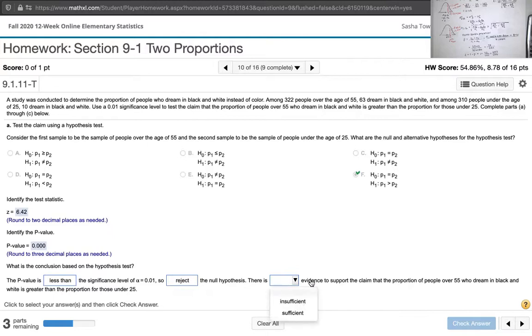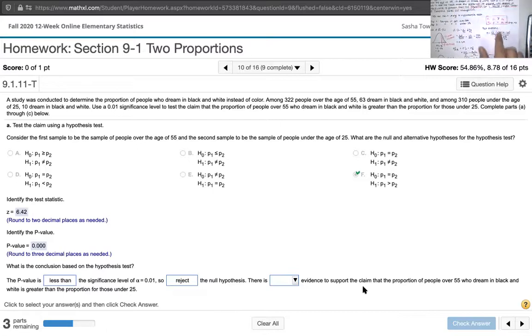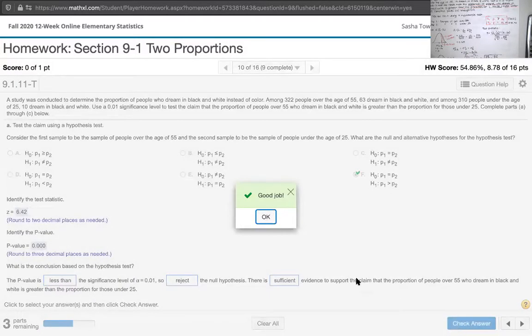Okay, and then we're going to talk about the claim now. Remember, our original claim was right here. The claim, and I forgot to write it down, was actually the alternative hypothesis. So when we're rejecting the null hypothesis, we're actually supporting the claim. So we will say that there is sufficient evidence to support the claim that the proportion of people over 55 who dream in black and white is greater than the proportion for those under 55. Okay, great.